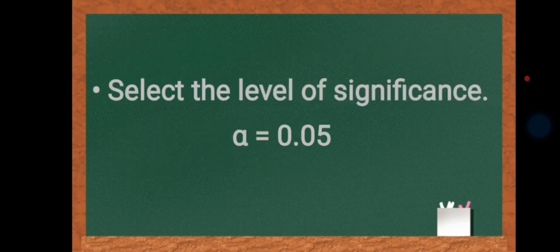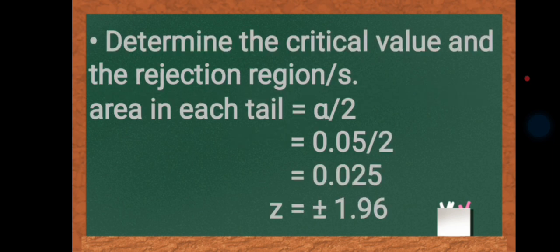Second step, select the level of significance. The level of significance in the problem is alpha equals 0.05. Third step, determine the critical value and the rejection region.